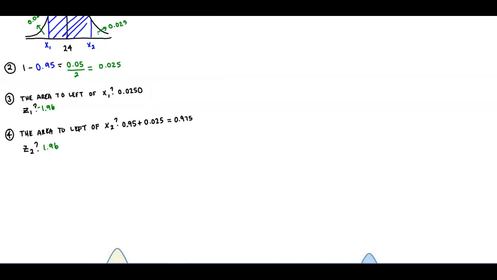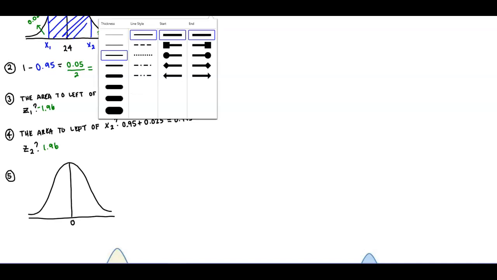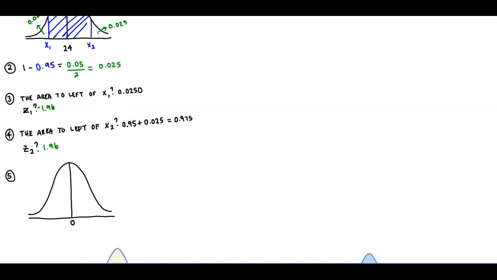So what does that mean? Well, let's take a look at what that graph would look like. We would have the bell curve. Since this is the normal distribution, we would have 0 here. We know that this z-score would be negative 1.96, and this is positive 1.96, with the area in between.